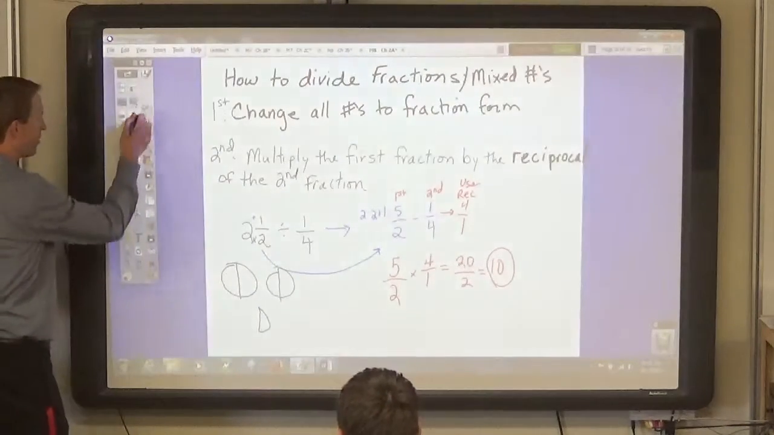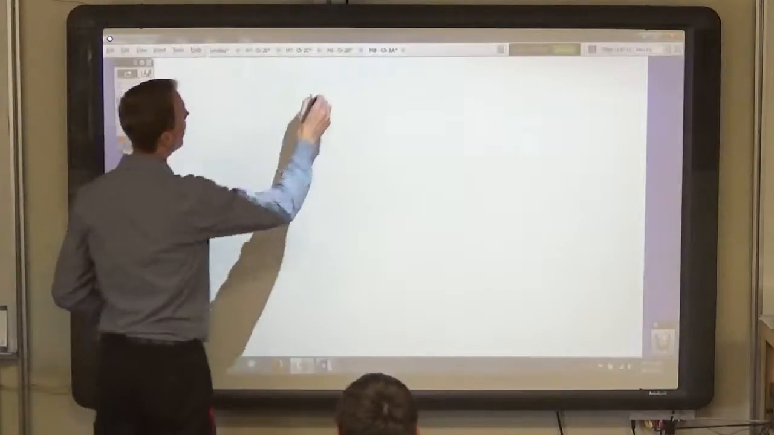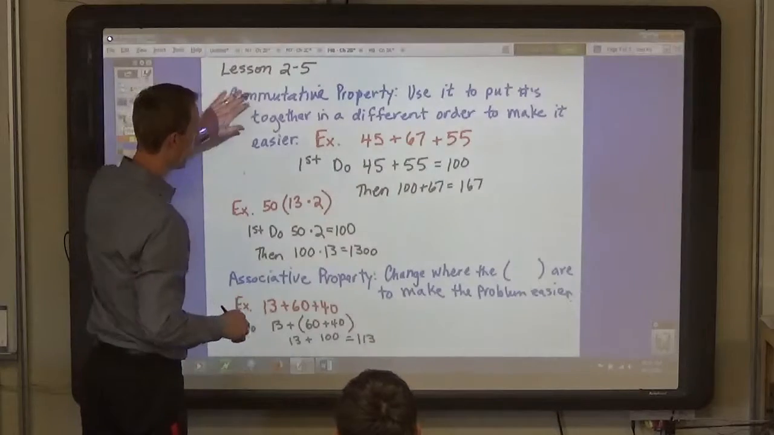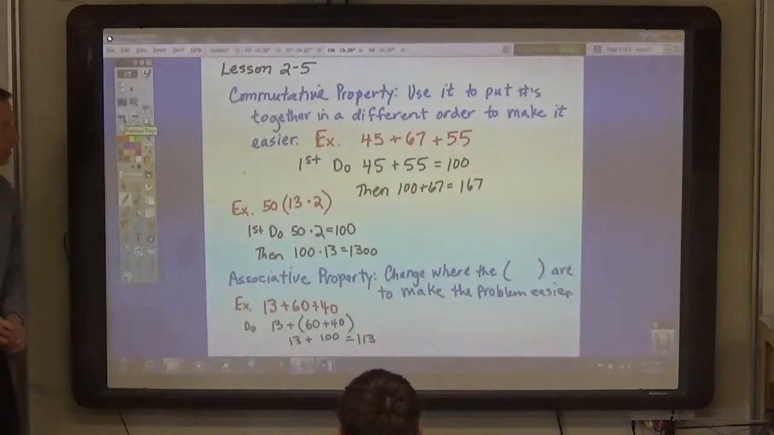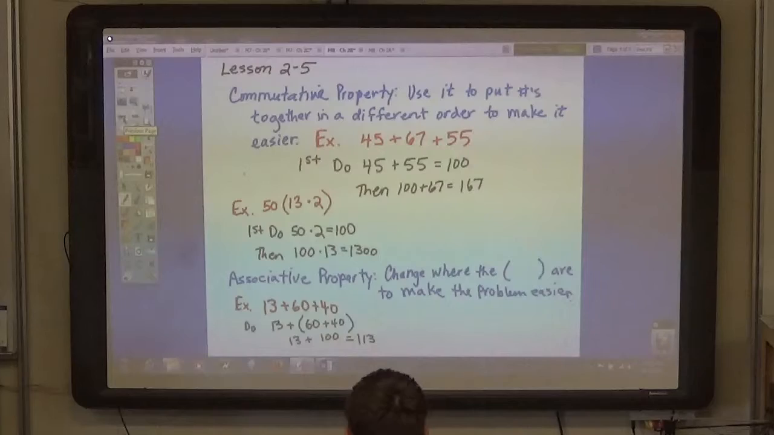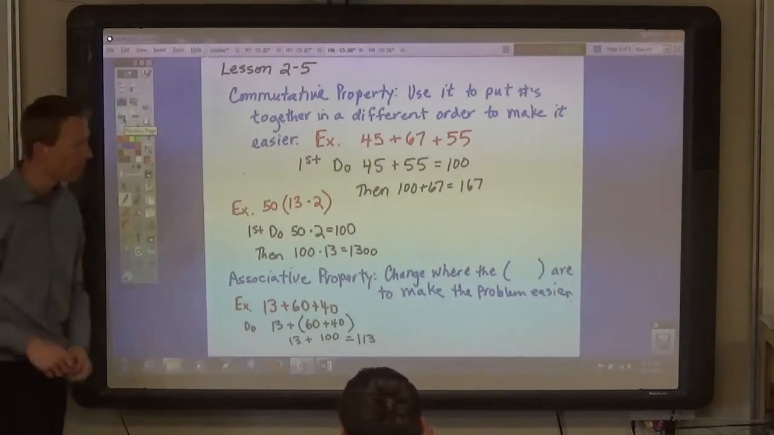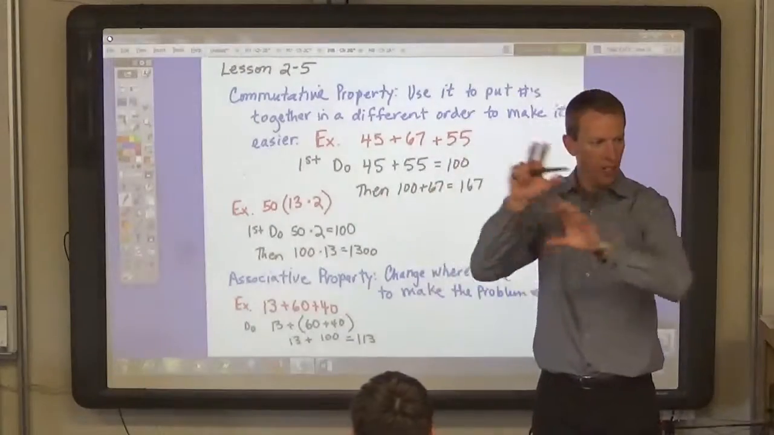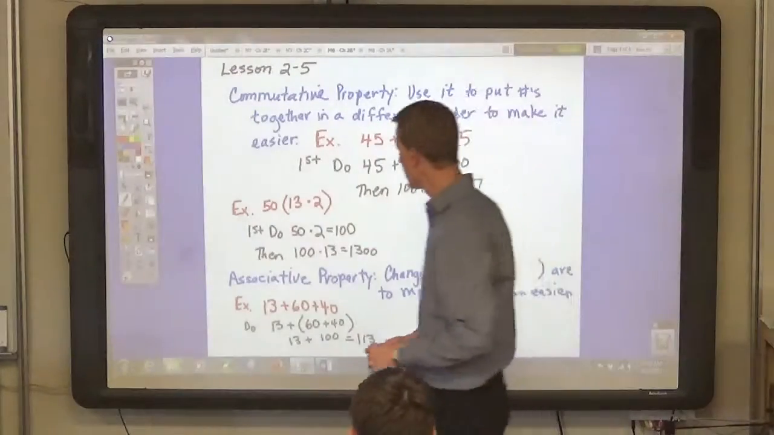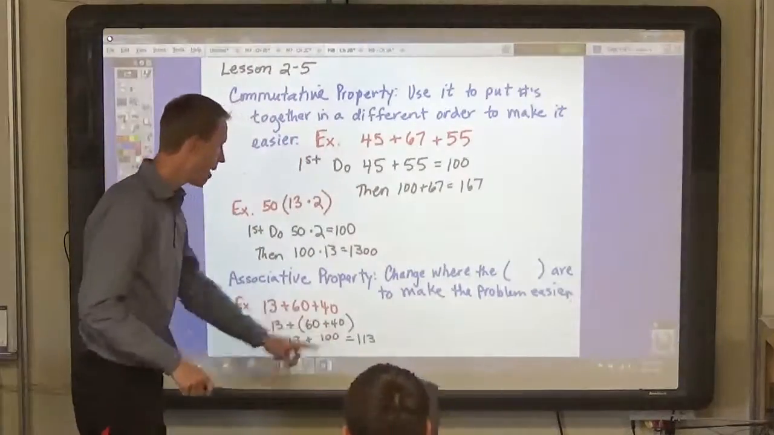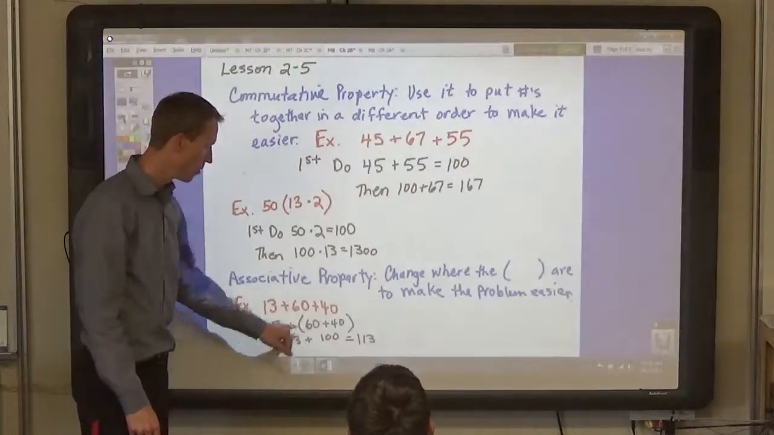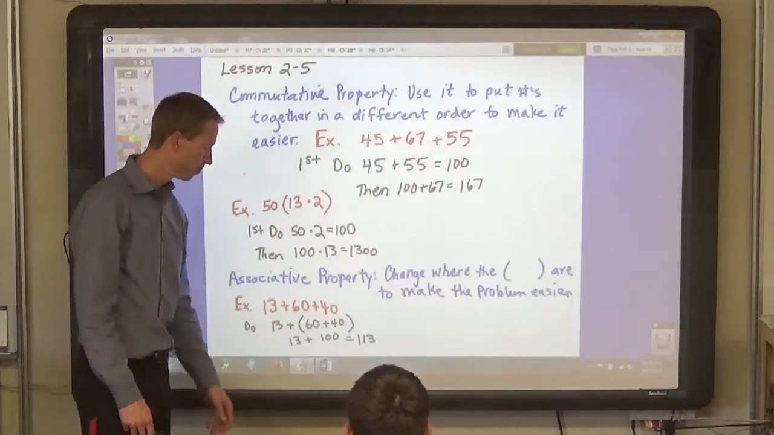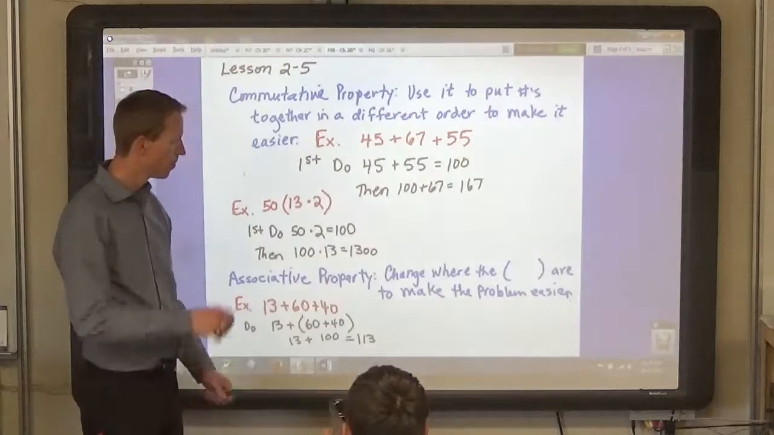Okay. Sort of. And then, we talked about reciprocals. We talked about the properties of numbers. And that's where we're going to stop for this chapter. And get ready for a test. Okay? Commutative property, you can switch the numbers and get the same answer. Associative property means that you can do the operation in a different order. You can do the second two numbers and then add the third number. Or the first number, I should say. Okay.